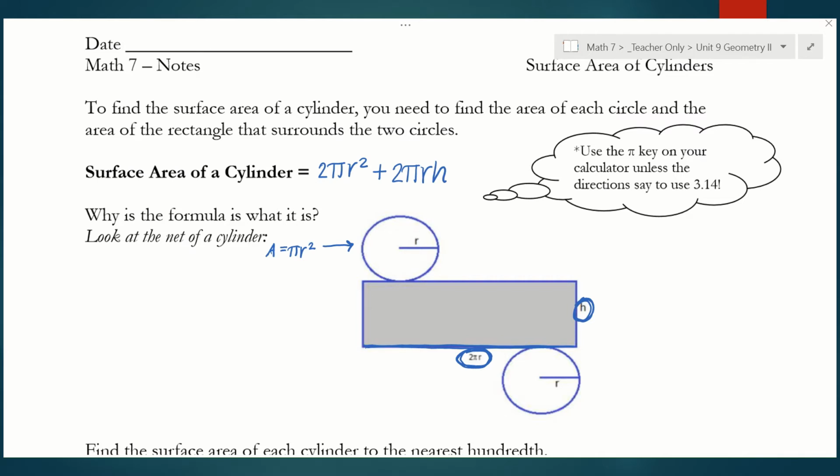Now one thing that's important is to remember when to use 3.14 versus when to use pi versus when to leave your answer in terms of pi. If you think back to the lesson we did on area and circumference of circles, those are the three situations you'll see. I have a little note here. It says, use the pi key on your calculator unless the directions say to use 3.14. So if it says anything about rounding, we're using the pi key. If it says to use 3.14, we're using 3.14. I don't think I'm going to give you any that say in terms of pi, but if you saw that, that would just mean to leave the pi alone.